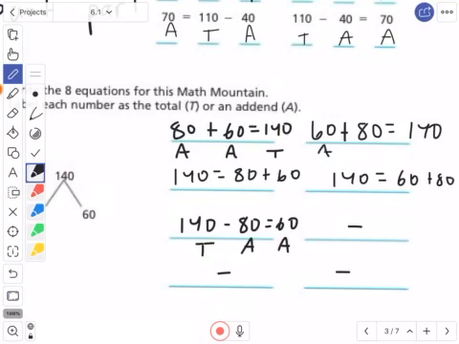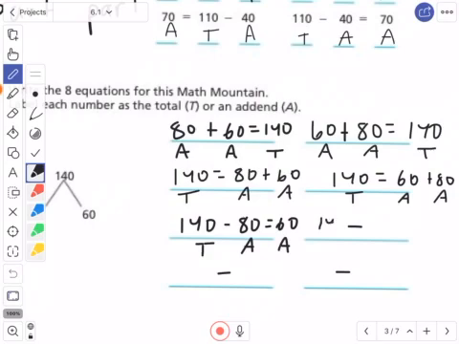And this is addend. Addend, total, addend, total, addend. Now my subtraction problems.